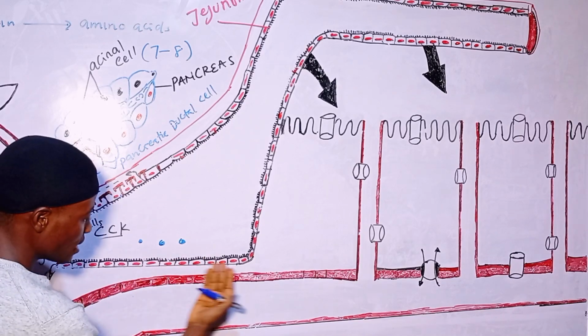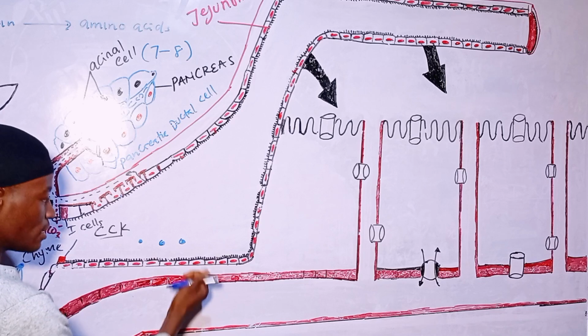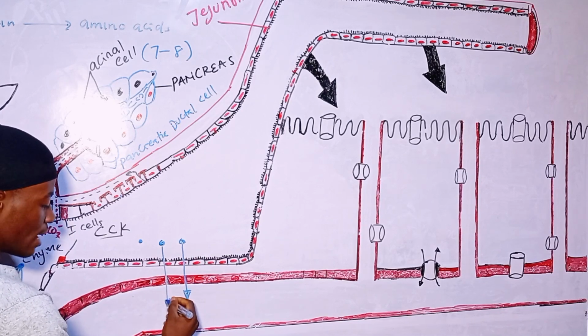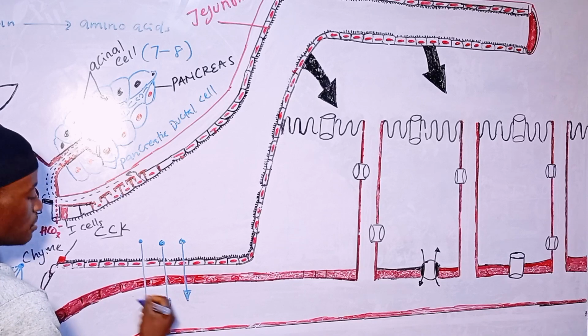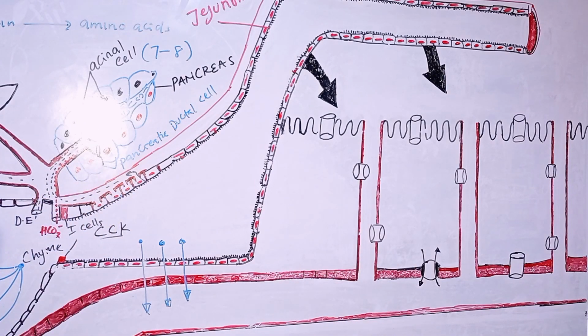Amino acid, these are the enterocytes, and as you can see, we have the villi that also help in the absorption of the amino acid directly into the systemic circulation. So this is the systemic circulation, as you can see. This is everything that we have here as the systemic circulation.